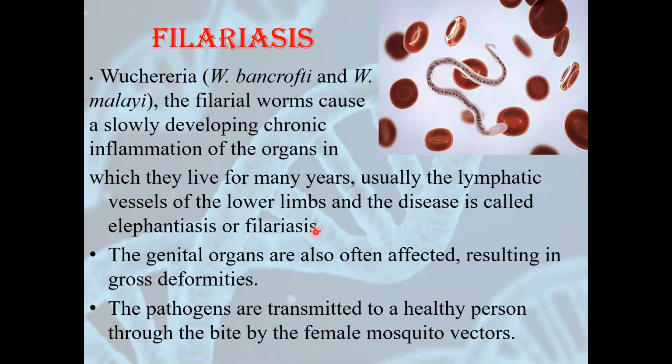Now, because it is affecting the lower limbs, it also affects the genital organs of the person, resulting in gross deformities. The shape of the genital organs, as well as the lower limbs, are deformed completely. And how is this pathogen transmitted? It is transmitted by mosquitoes. So here the vectors are mosquitoes. Your homework for today is find out which mosquito is responsible for transferring filariasis.